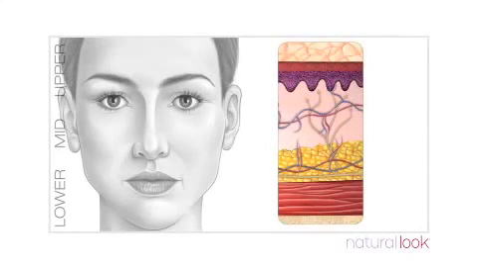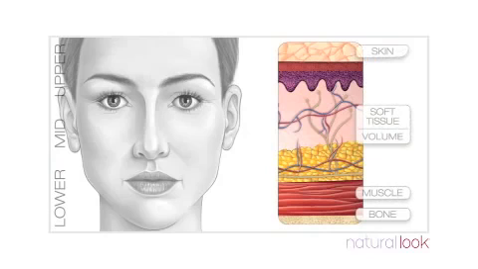The outward signs of aging are not just a result of what is happening on the surface. The aging process affects all 4 layers of the face: bone, muscle, volume, and skin. And these 4 layers combine to reveal what we see on the outside. Let's first look at the upper face.